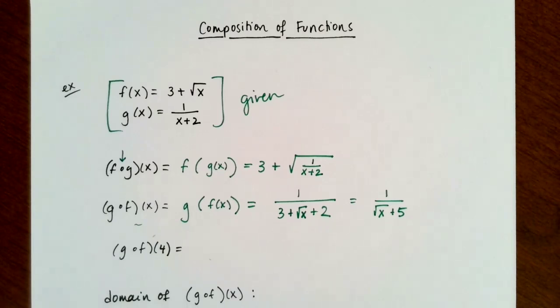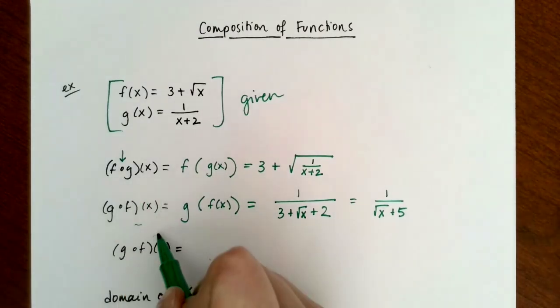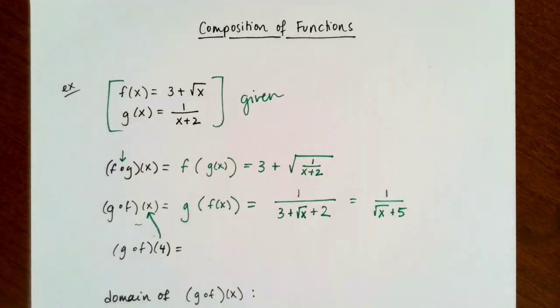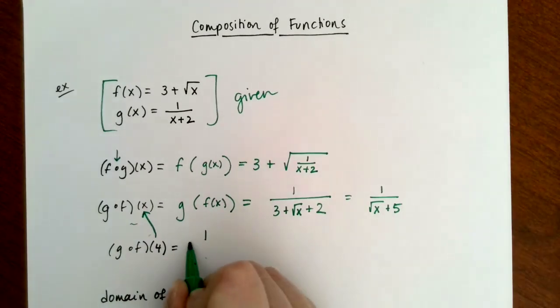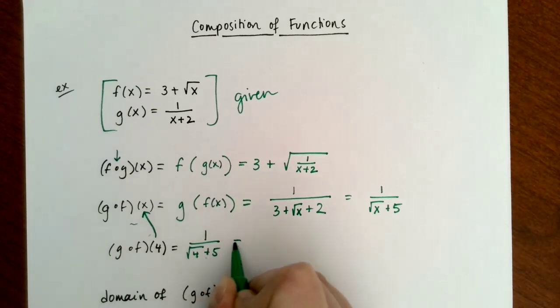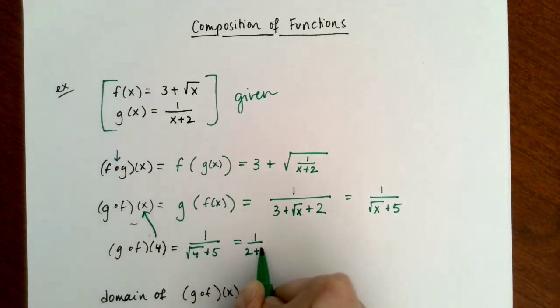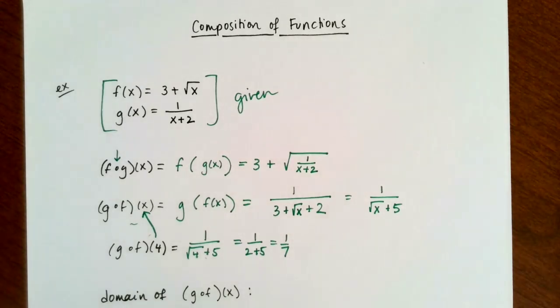Okay, so g of f of 4, we could say, well, this is plugging 4 in for x in exactly the function we just computed, right? This is g of f of x, the formula. So we're saying, oh, we'll just plug in 4. So I could come over here to this formula and plug a 4 in for x. The square root of 4 is 2. So I come out with 1 over 7 as my output value.